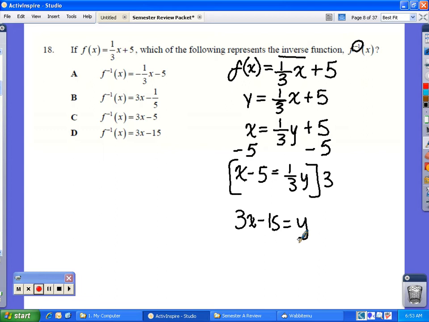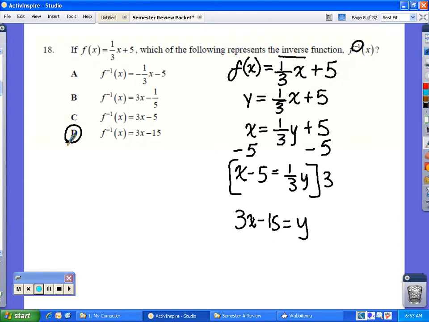So now that I've simplified the equation, I can see that my answer for this problem is 3x minus 15, which is answer D. Now, if you wanted to verify to make sure that that was the inverse of this equation, you could do the composition of f of g of x and g of f of x. If you did that, you should get the result of x for both of them.